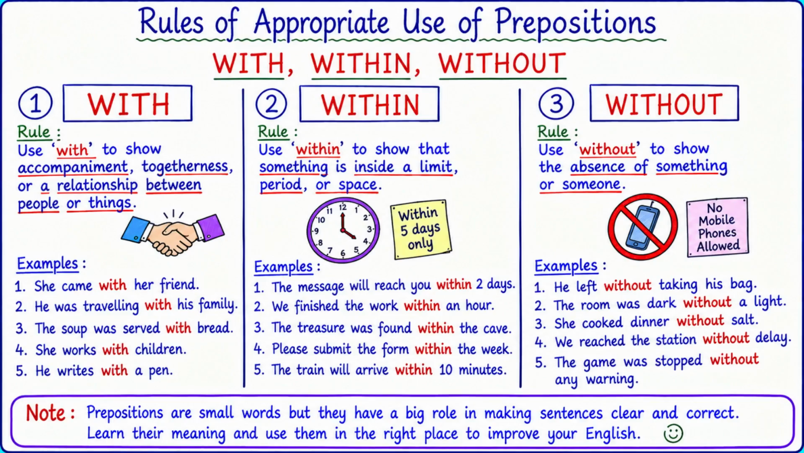Her friend was present with her. She will arrive within an hour. She will arrive before the 1-hour limit ends. She came without her friend. Her friend was not with her. See how just one preposition can completely change the meaning. That's why learning prepositions is so important for accurate English.